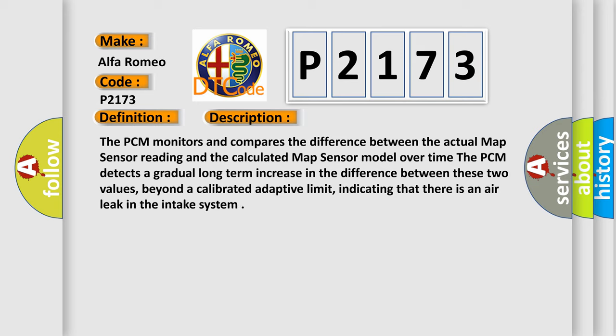The PCM monitors and compares the difference between the actual MAP sensor reading and the calculated MAP sensor model over time. The PCM detects a gradual long-term increase in the difference between these two values, beyond a calibrated adaptive limit, indicating that there is an air leak in the intake system.